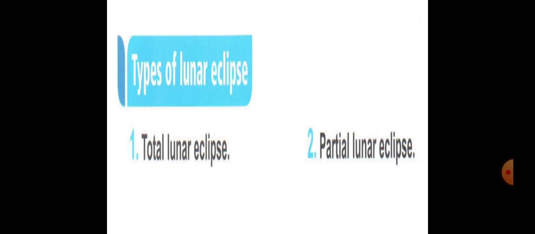What are the types of the lunar eclipse? We talked about the solar eclipse and we said that there are 3 types of the solar eclipse: total solar eclipse, partial solar eclipse, and annular solar eclipse. Can you remember? About the lunar eclipse, there are 2 types only: total lunar eclipse and partial lunar eclipse.